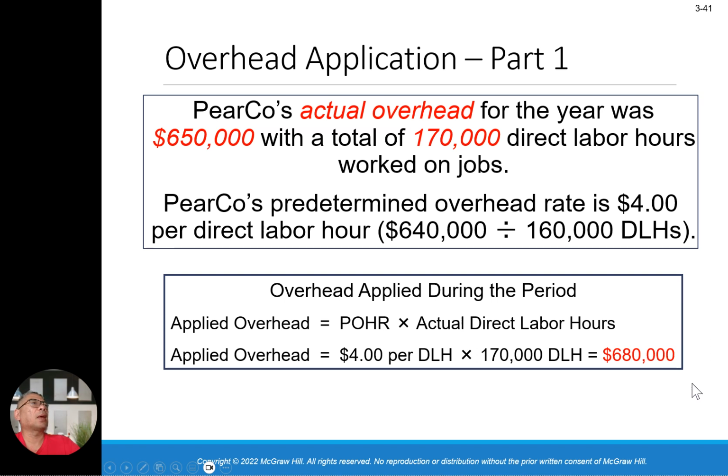Okay. So PeerCo's actual overhead for the year was 650,000 with a total of 170 direct labor hours worked on the job. But PeerCo has a predetermined overhead rate of $4 per direct labor hour. So they have a predetermined number. How do they get this number, $4? From the previous work: 640 divided by 160. So once you get that number, you can just multiply to get the applied overhead: 4 times 170. Where did you get the 4? From here. Where did you get 170? From here. So this is the number. Okay? Once you get the number, then the difference between 680 and 650, the next one.